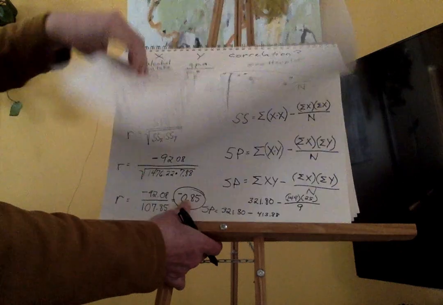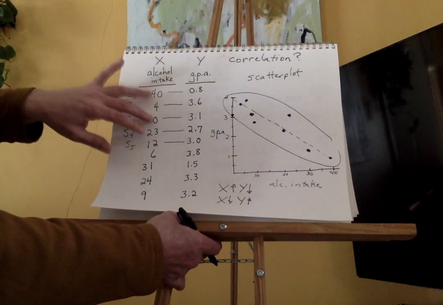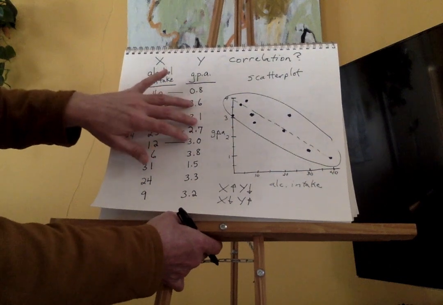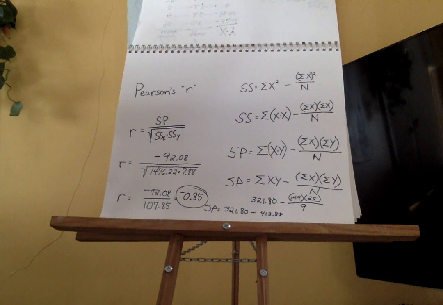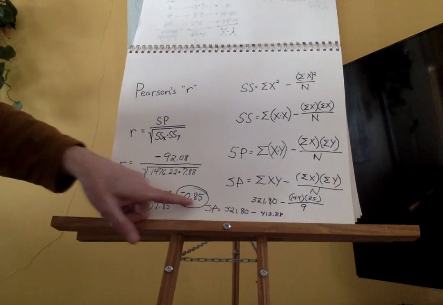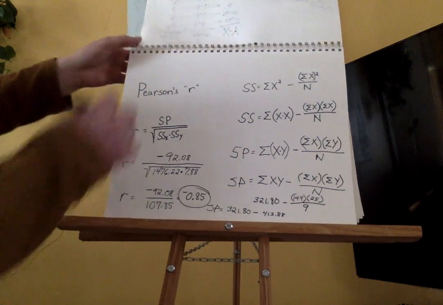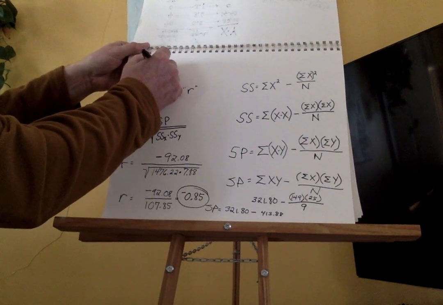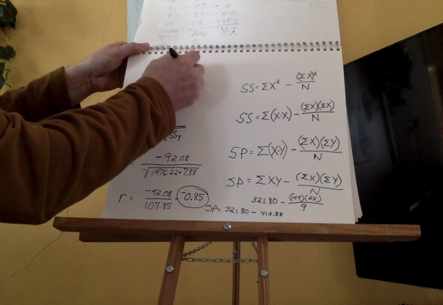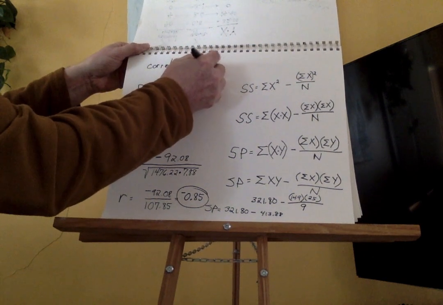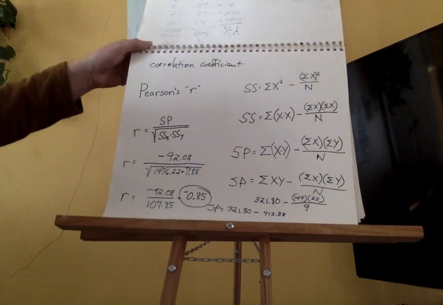For these data where we're looking at the relationship between alcohol intake and GPA, we have a Pearson's R value of negative 0.85, okay? And the R value is called the correlation coefficient. That's what R tells you.